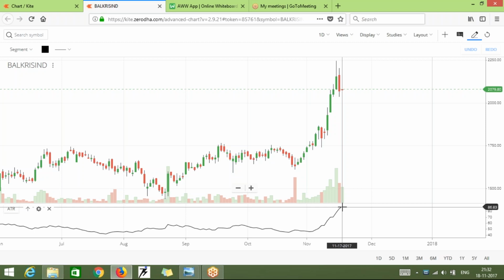So how to place this SL? When you are buying, please note down these two formulas. When you are buying, it is order price minus 86. If you are selling, it is order price plus 86. So it's almost clear how to place this one.